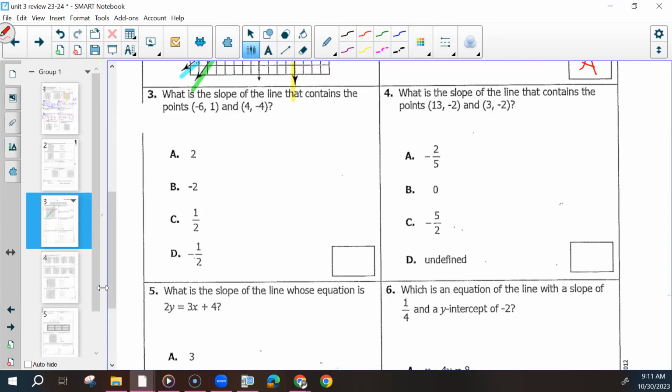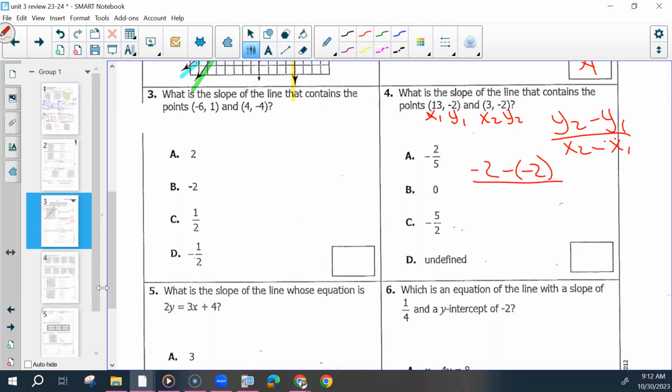Okay, so for number 4, still using your slope formula. This would be x1, y1, x2, y2. If we did the slope of this line, it'd be -2 minus -2 all over 3 minus 13. And then we could simplify. We get 0 over -10, which would be which of these answers? 0.